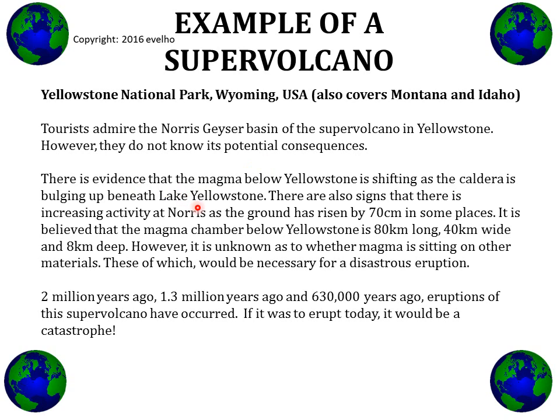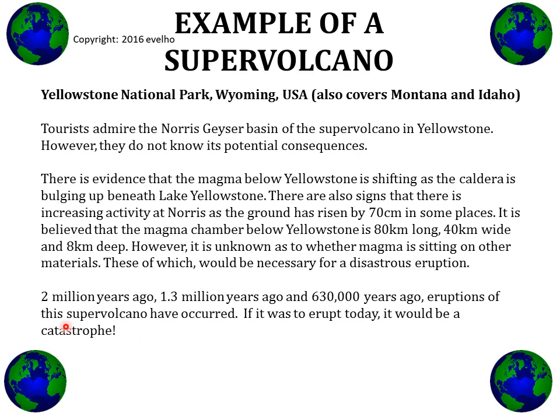There is evidence that magma below Yellowstone is shifting as the caldera is bulging up beneath Lake Yellowstone. There are also signs that there is increasing activity at Norris as the ground has risen by 70 centimeters in some places. It is believed that the magma chamber below Yellowstone is 80 kilometers long, 40 kilometers wide, and 8 kilometers deep. However, it is unknown whether magma is sitting on other materials, which would be necessary for a disastrous eruption.